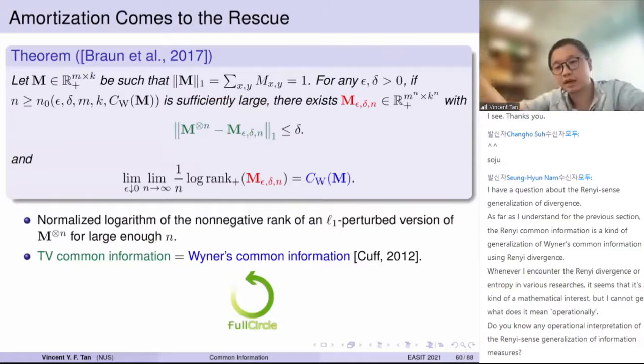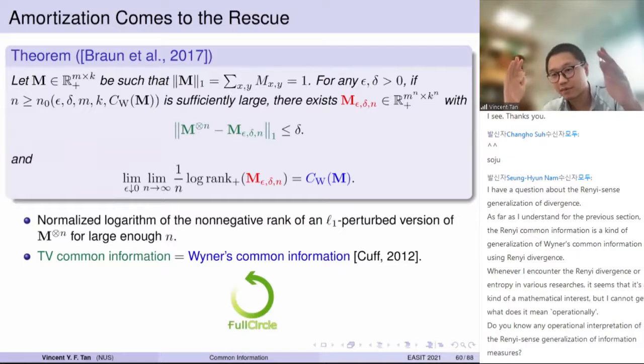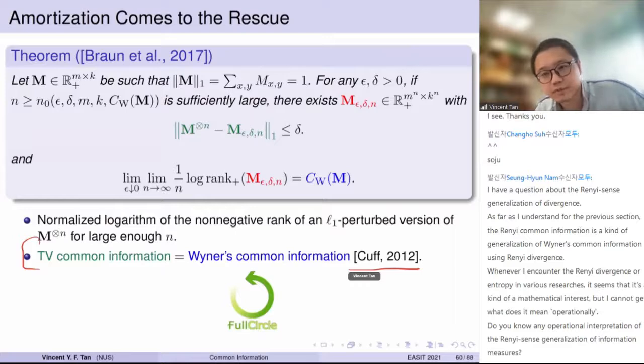So we have come full circle here. We talked about total variation common information, we talked about Rényi common information, exact common information, and we go back to Wiener's common information from a completely different perspective, from the viewpoint of numerical linear algebra. So we connected information theory to some aspects of numerical linear algebra, but this is completely expected to us because we already know that total variation common information is the same as Wiener's.